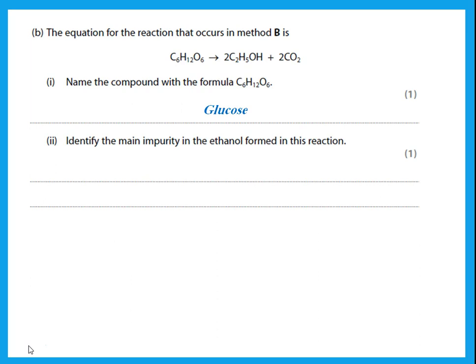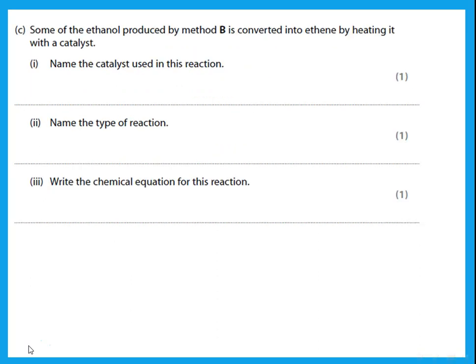Remember that the glucose is originally dissolved in water, and then we add yeast to it in order to change it to ethanol. The main impurity when you have the ethanol is the water, because then you need to do fractional distillation in order to separate it from the ethanol and get the pure ethanol.